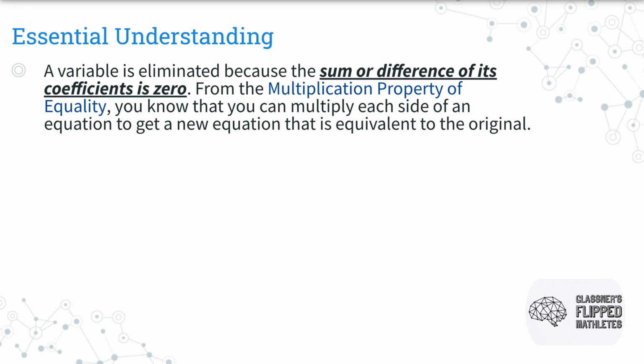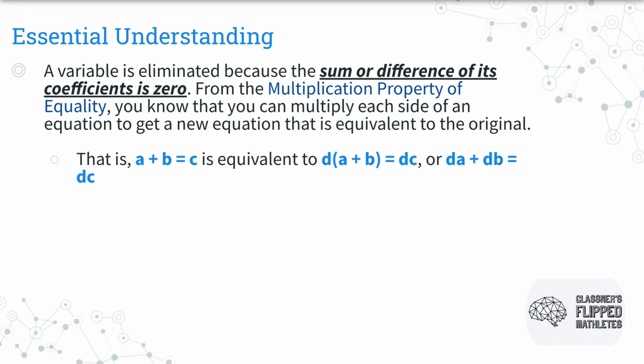The 0 is what makes the variable eliminate, because then it has a coefficient of 0, which means that it itself is 0. We can use the multiplication property of equality to multiply each side of an equation to get a new equation that's equivalent to the original. So, for example, let's say you had a plus b equals c. If you multiply both sides by d, you would get d times the quantity a plus b equals d times c. If you distribute that d, you get dA plus dB equals dC.